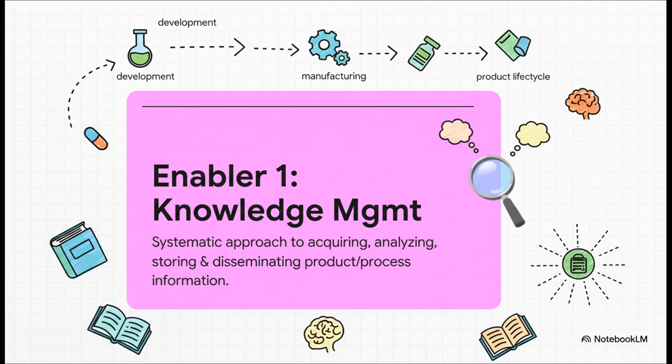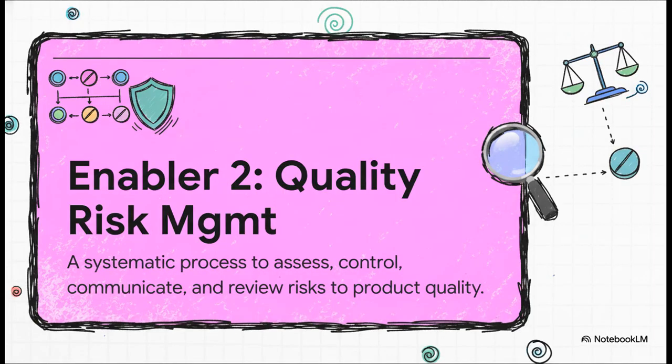Now, to hit those objectives, the blueprint rests on a solid foundation made of two key enablers. The first one is knowledge management. This is all about treating information, all the data and insights you gather about a product, as a critical asset. It's not something you just file away, it's something you actively manage and share to make better decisions. The second enabler is quality risk management.